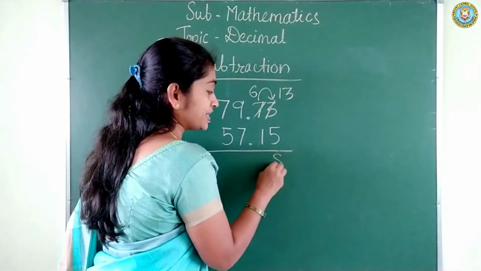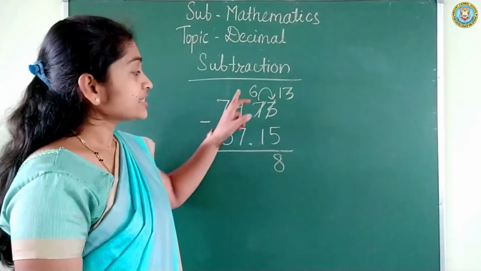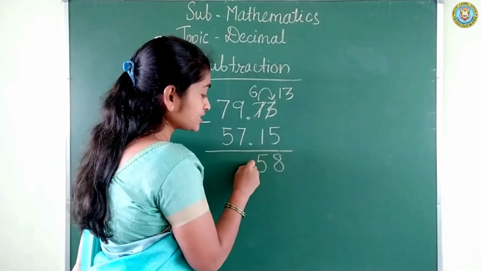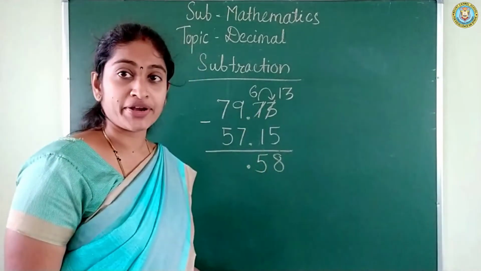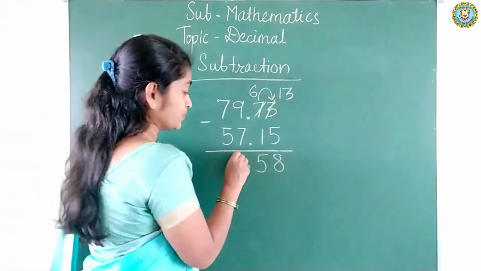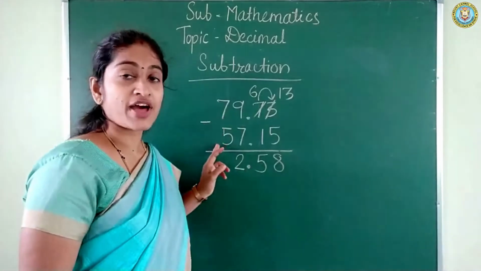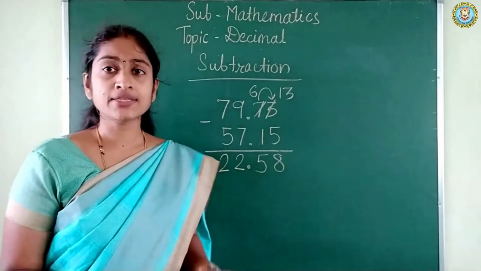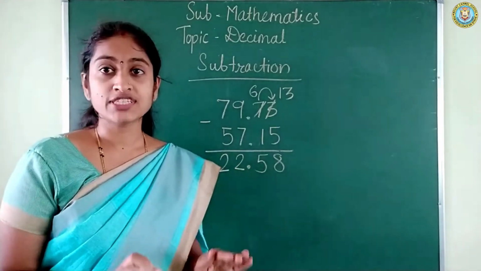Yes, that is 8, isn't it? Then 6 minus 1, that is 5. Now, below the decimal, we should put the decimal point. Okay. Then 9 minus 7, how much is it? 2. And 7 minus 5, that is again 2. Like this, in the simple way, we can do subtraction.